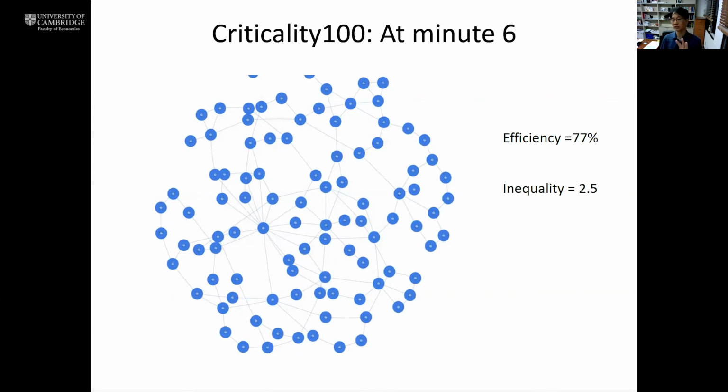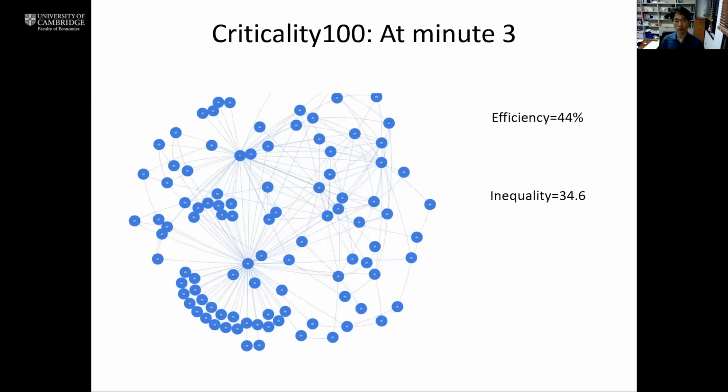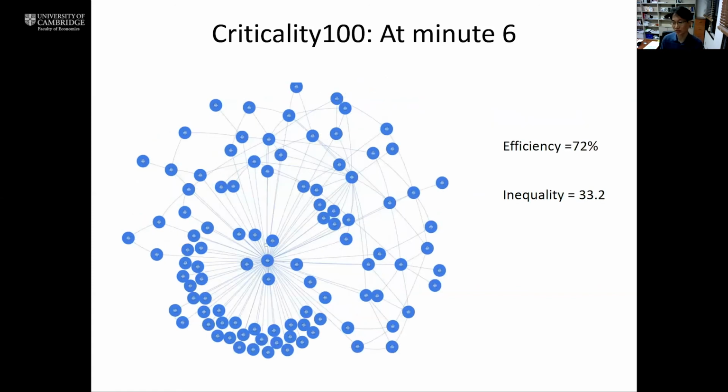However, in the betweenness pricing, initially the efficiency level is very low. At minute 3, one person starts to emerge as a kind of hub. At minute 6, that person emerges as a hub and achieves very high efficiency. And inequality, which is measured by the ratio between the max payoff and the median payoff, is quite high.